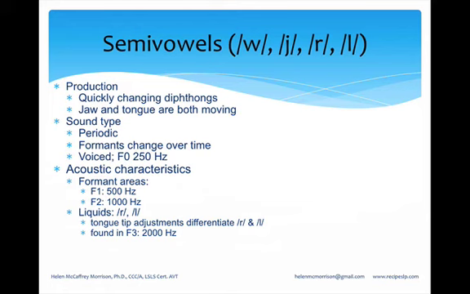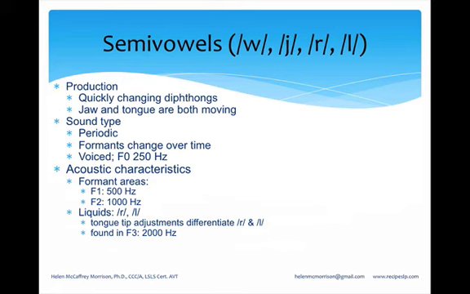Let's talk a little bit more specifically about the acoustic characteristics. In general, the first formant of this group of consonants is around 500 hertz, varies from speaker to speaker. The second formant is around 1,000 hertz. Now, what's really interesting about this group of consonants is that the R and the La are differentiated not by the second formant, but by the third formant.